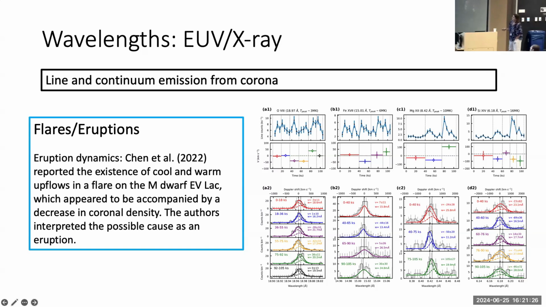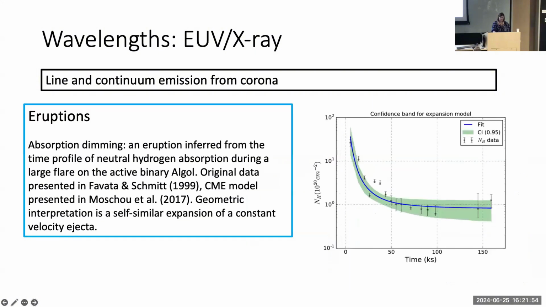So they examined a number of flares in EV Lac, and for one of these events, they found some shifts that appeared to be accompanied by a decrease in the coronal density, and they interpreted this as possibly being due to an eruption. There were other examples where there was no accompanying coronal density decrease. And so there they were modeling it as chromospheric evaporation.